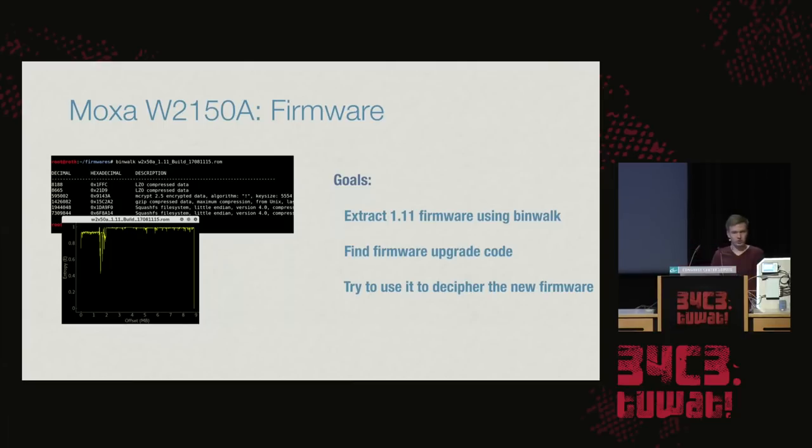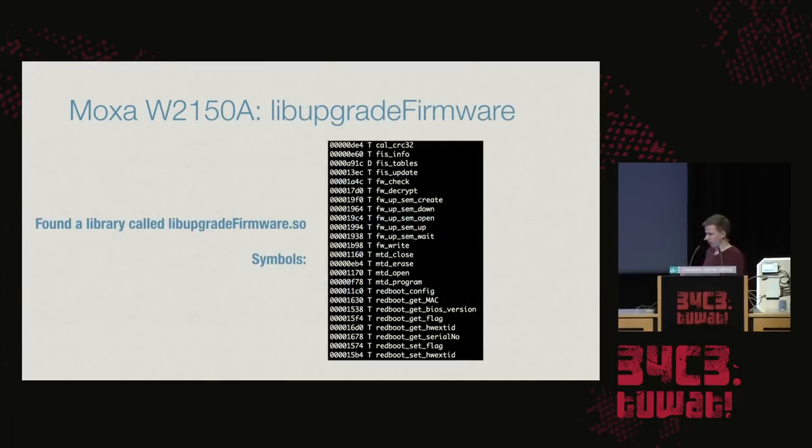And so my goal was to extract the firmware, find the firmware upgrade code, and somehow try to decipher the new firmware. And yeah, so I was browsing through the files and sure enough found a file that was helpfully called lib-upgrade-firmware.shared-object. And if we look into the symbols, which they luckily didn't remove or anything, there's a beautiful symbol called firmware decrypt.